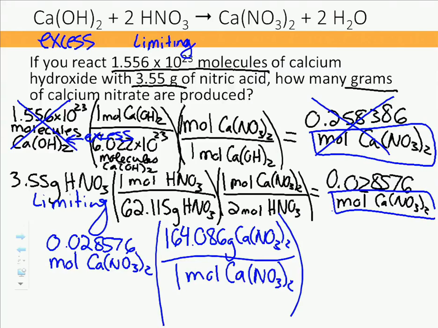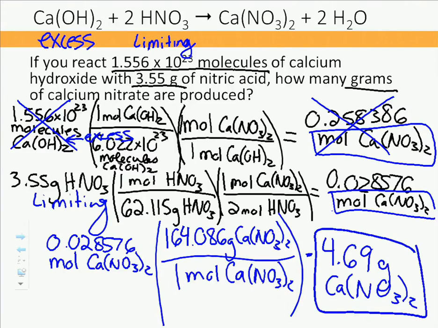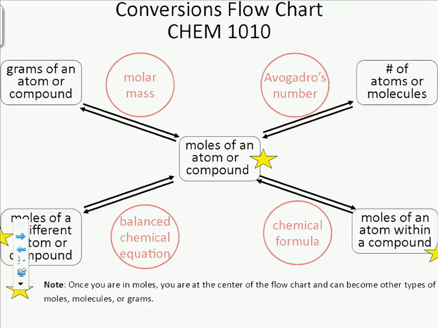And I end up with 4.69 grams of calcium nitrate as my final answer. So within this, there are 2 questions. It's first figuring out which is the limiting reactant, and then the second part is finishing the problem. All right. So this flow chart I kind of wanted to give you. If it helps you, great, use it. If it doesn't help you, great, don't worry about it.